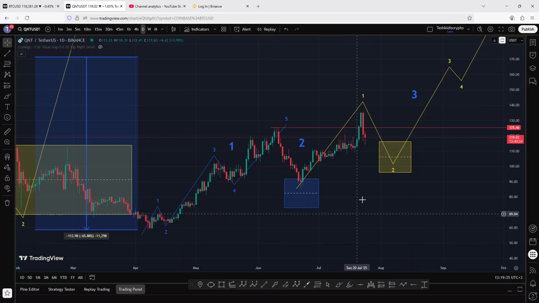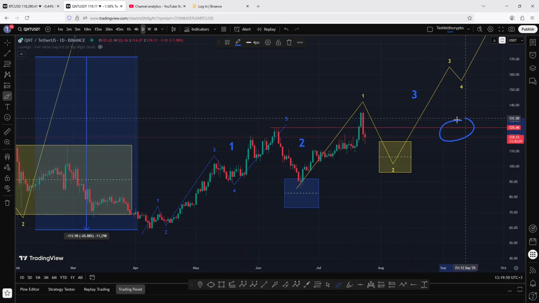QNT from my last update has now given us a bit of a short-term pullback from the highs we made above the 136 USDT mark, in a move that has now lost a horizontal line of support above the 125.46 mark, flipping it back into resistance.